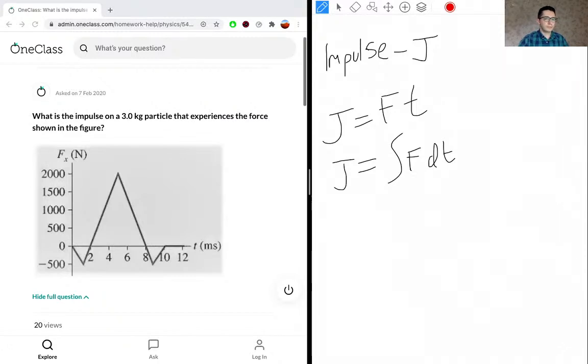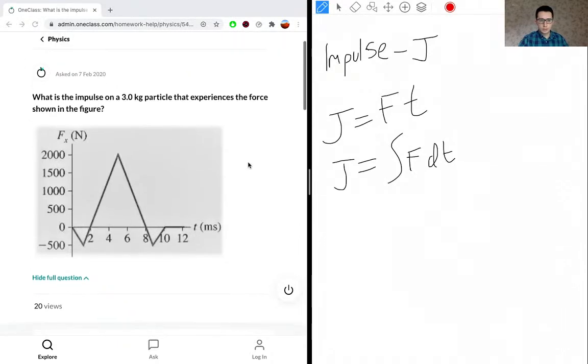Okay, so if we're evaluating it for this plot, essentially we see that there's 3 triangles. If the triangle is above the x-axis, we know it's a positive component. If it's below, it's a negative component. So we'll do each triangle separately. So we'll say J1 is this one, and then J2 is this one, and then J3 is this one.